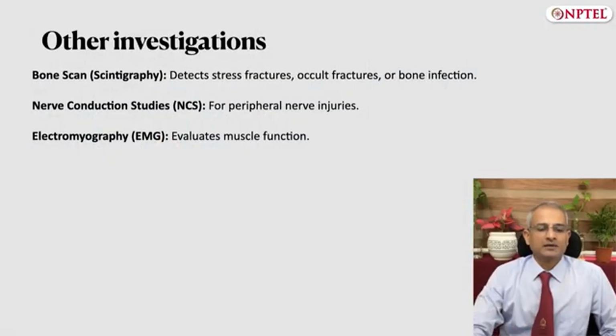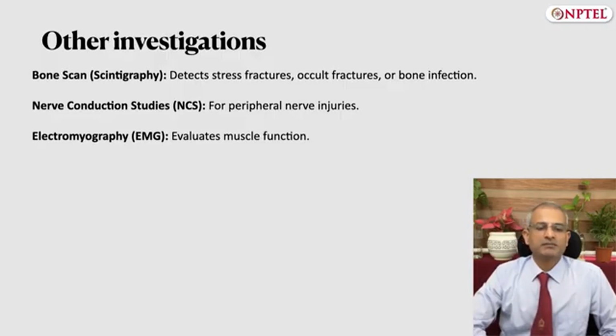A bone scan may be required if a stress fracture is suspected, which is not visible on an X-ray. It is also useful for differentiation of infection from an aseptic inflammation, especially in a post-operative case. This is a very sensitive investigation. However, the specificity is lacking, and this is generally never done alone. It is generally a complementary investigation to MRI or a CT scan.